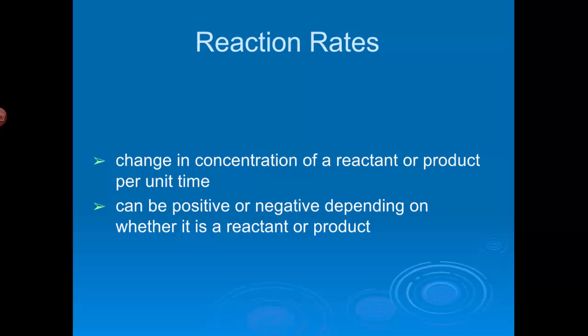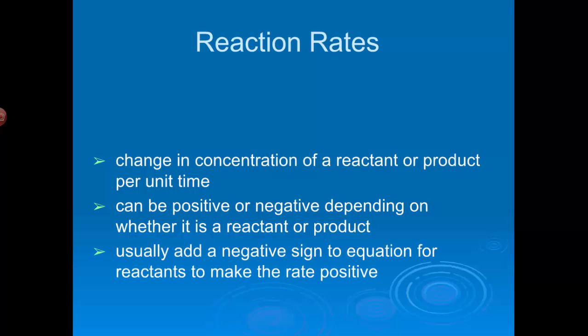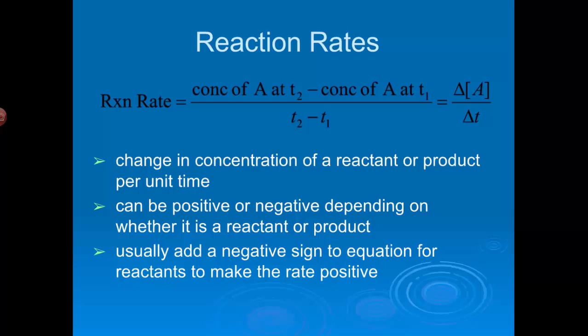But a product is being produced, and so its concentration is increasing over time, so the rate would be positive. Typically, if we have a reactant rate that we're looking at, we'll just change it to a positive rate, so that we can talk about rates in terms of change in concentration over change in time, and that's really what we're working with. Reaction rate is the change in concentration over change in time. If you have a concentration of some reactant or product A at one time and at another time, you can subtract the two, and then subtract the two times, and you have the rate, delta concentration of A over delta t.